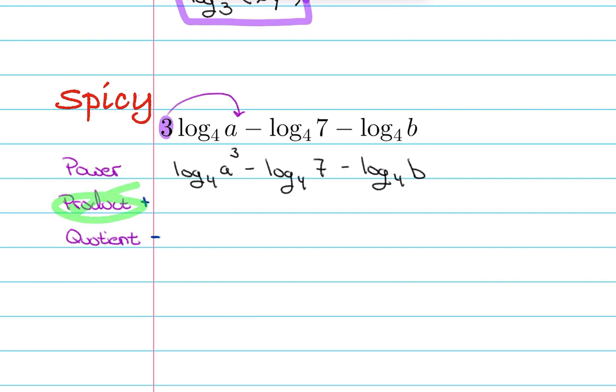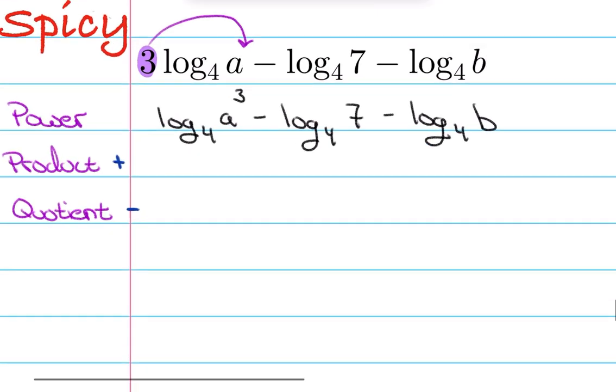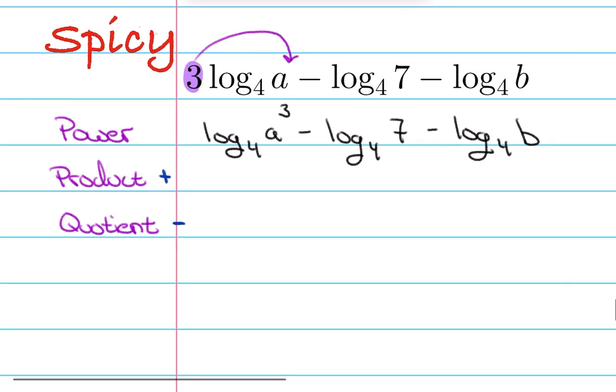Last but not least, I've got the quotient, and I've got two subtraction signs here. We're going to take them one piece at a time. We're not going to try and do everything at once, all right? So the first thing that I'm going to do is I see this subtraction sign. That means, remember, you are going to take the argument here and the argument here, and you will divide, okay?